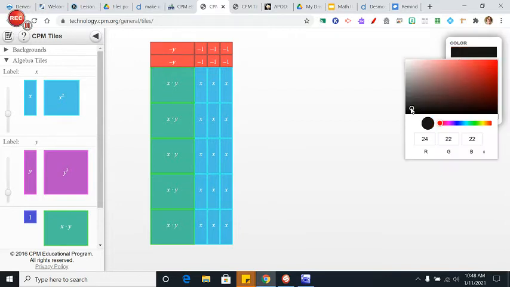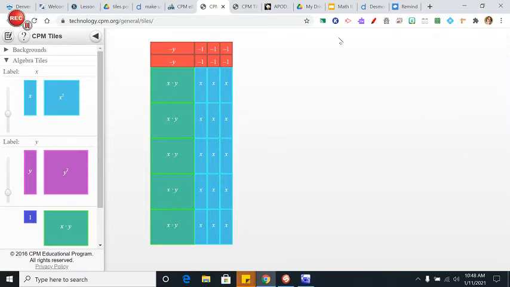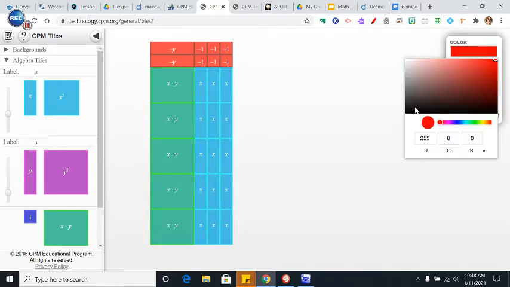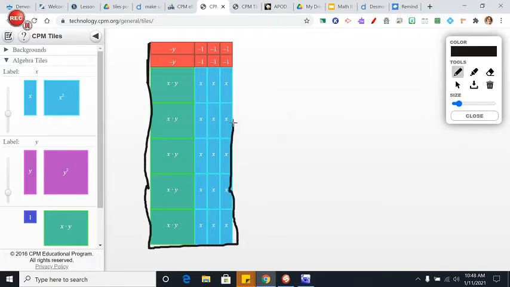So the area model only says, whoopsie, let's try that again. Thought if I held down the shift key, it would make it a straight line. Oh, maybe not. Okay.